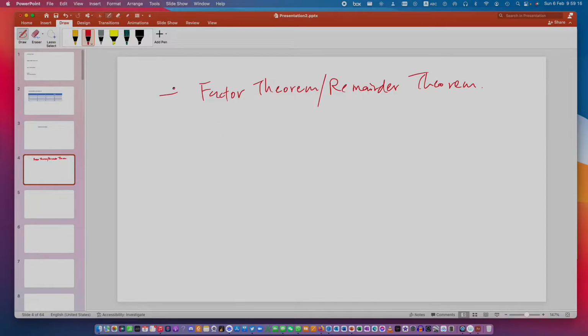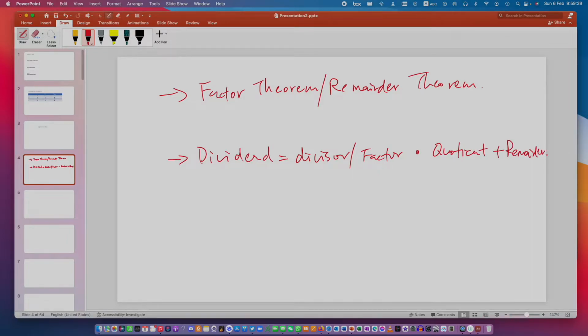So this is what you are taught in school, and this is what we have been talking about. Dividend equal to the divisor or factor multiplied by the quotient. Very good. And sometimes the factor is actually a factor of the dividend. Okay, good. This formula, or this way of solving it, is what we have been talking about so far, right?